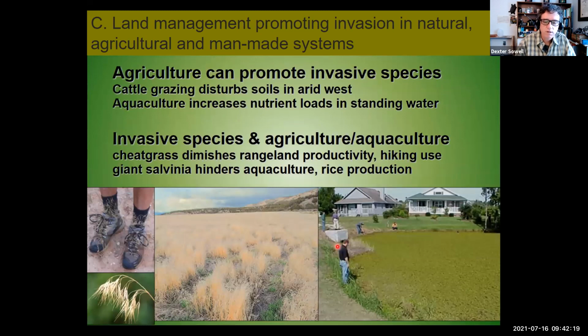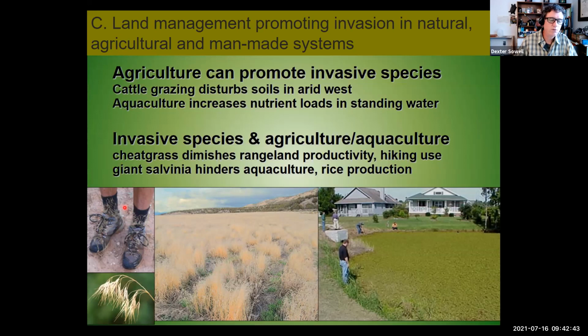Agriculture on managed lands can cause invasive spread. If you have property that's overgrazed, this is cheatgrass out west. If it's overgrazed, cheatgrass loves this because the cattle just pretty much will not eat it unless they're starving. And that reduced competition allows cheatgrass to just rampantly spread.